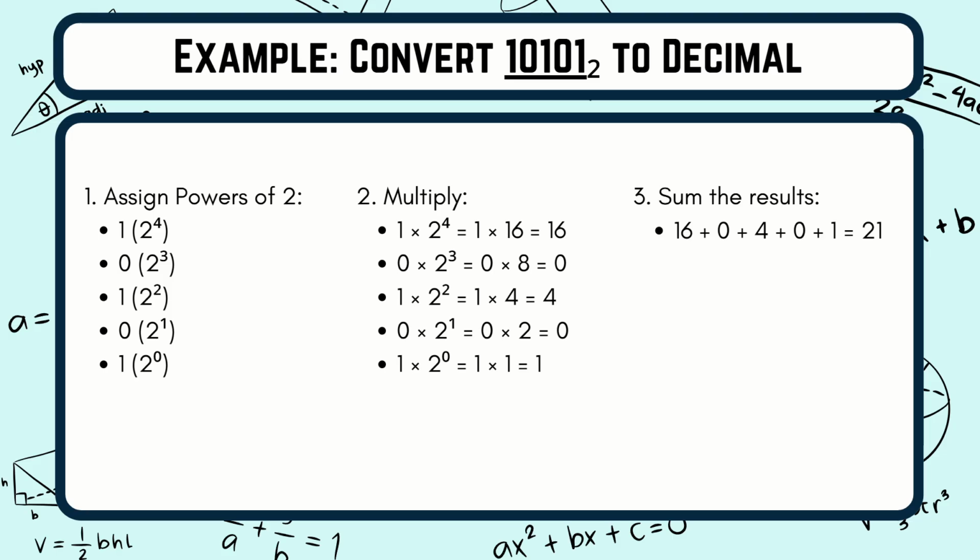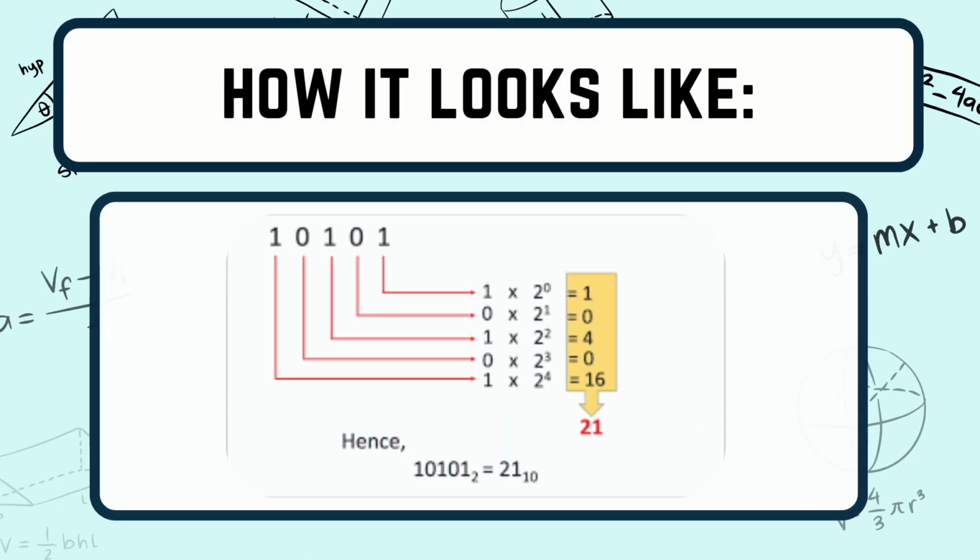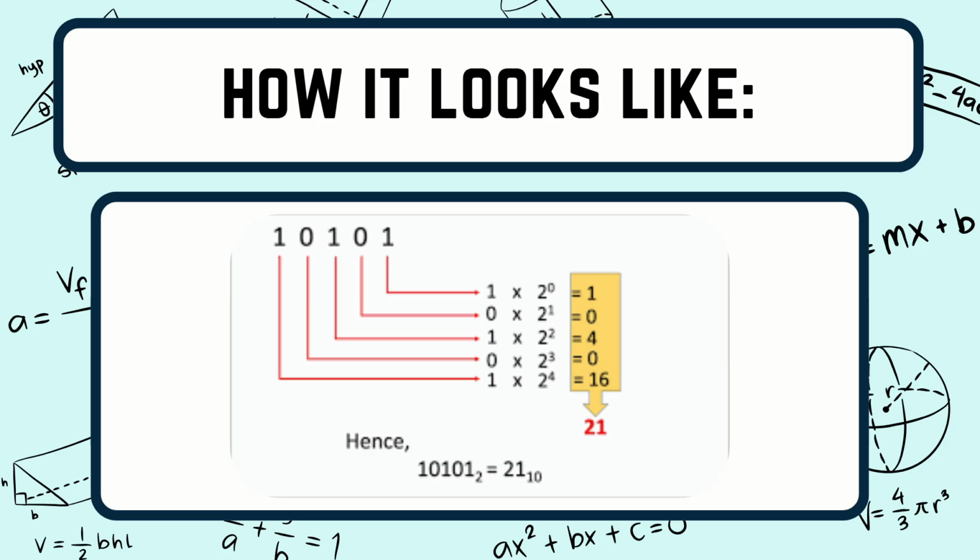So in the third step, or the final step, we will sum or add all the products according to the definition or the steps earlier. So let's sum the results. 16 plus 0 plus 4 plus 0 plus 1 equals 21. So this is the visual, or how it looks like.